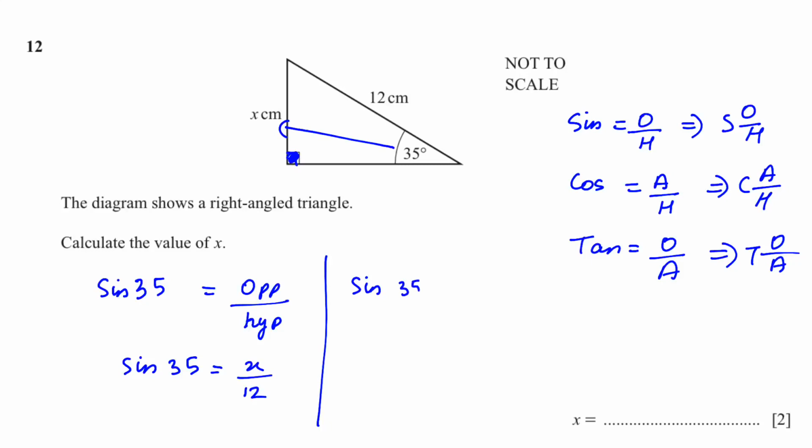Bring the 12 to the other side. It's a divide, so it will be a multiply. Let's put this in the calculator and we will get 6.88. So the answer of x is 6.88 centimeters.